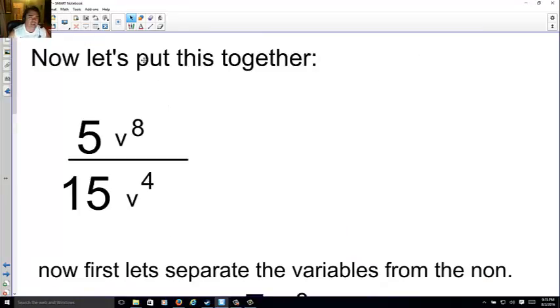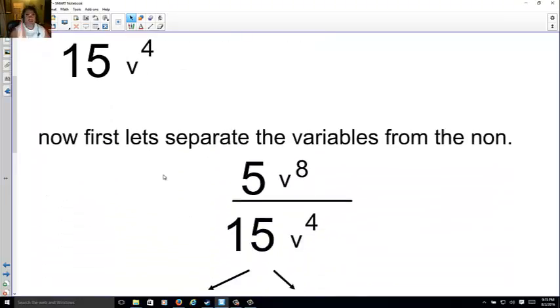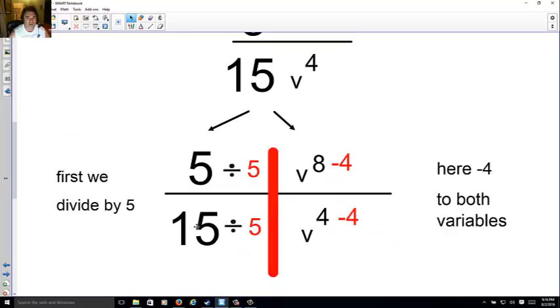Anywho, now let's put this together. So you have 5v to the 8th, 15v to the 4th. Now we're going to do one thing at a time. We kind of hinted at this last time, but we're going to do more of this. I want you to separate the coefficients and the variables. What I mean by that is I want you to put 5 and 15 here. Remember that I can only divide by. I'm not trying to minus here. Well, divide both by 5.